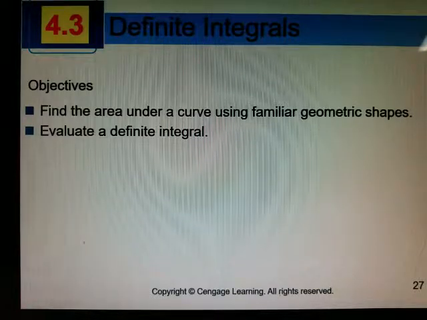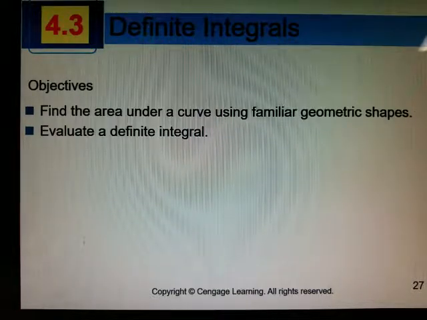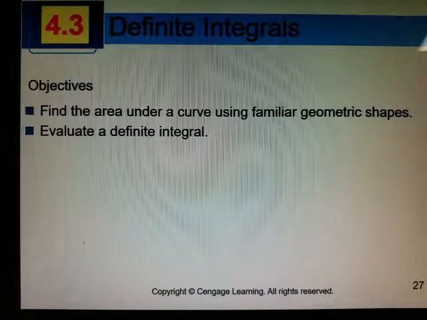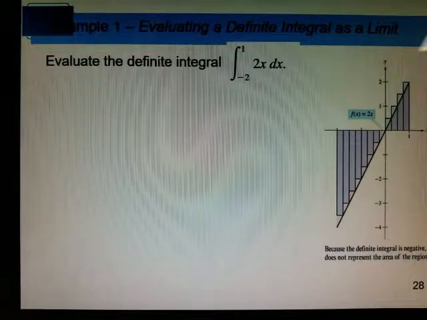All right, in Calculus, Chapter 4, Lesson 3, the definite integrals today, and area under the curves using familiar geometry shapes. We'll be doing that as well, and evaluating a definite integral. It says evaluate the definite integral, and we're integrating from -2 to 1 for the function 2x dx.